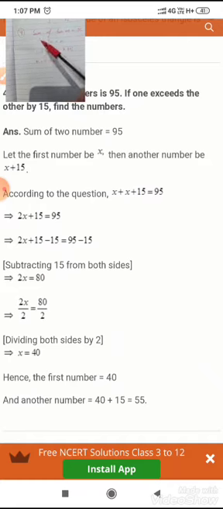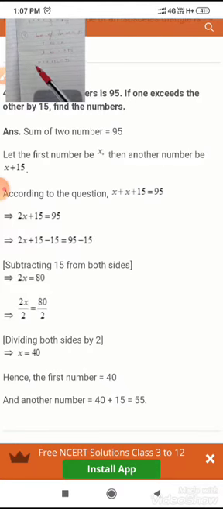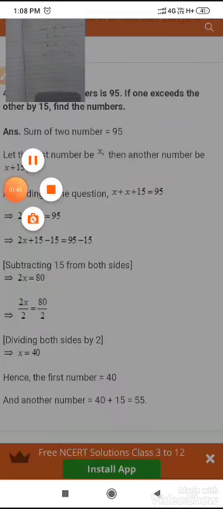First we assume that the first number is x, and therefore the second number is x plus 15, because it is given in the question that one number exceeds the other by 15. According to the question, the sum of the first number and second number is 95. So x plus (x plus 15) is equal to 95. After this step, you have to solve this question as we solved the previous questions.